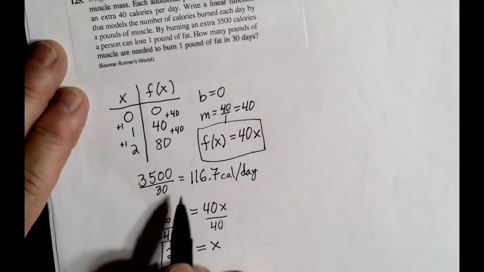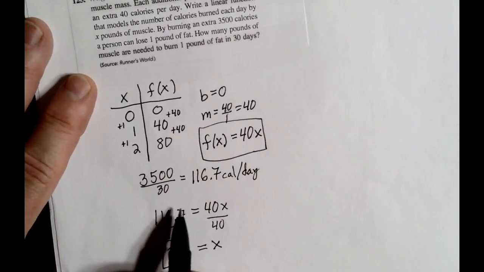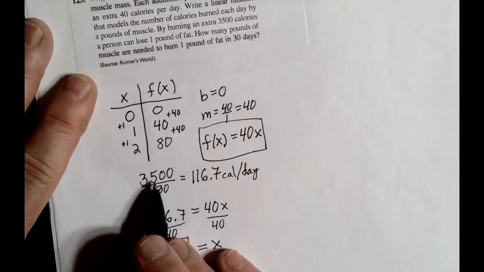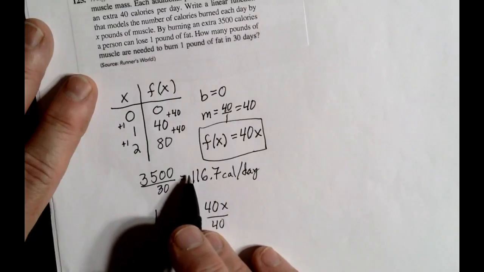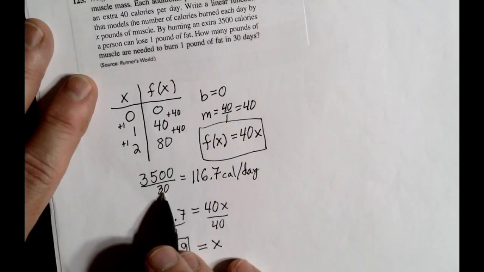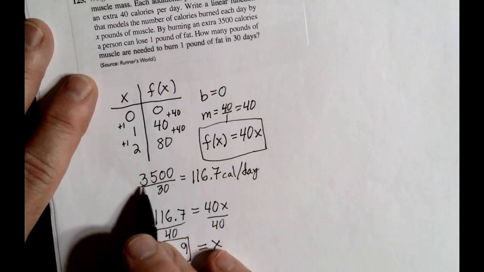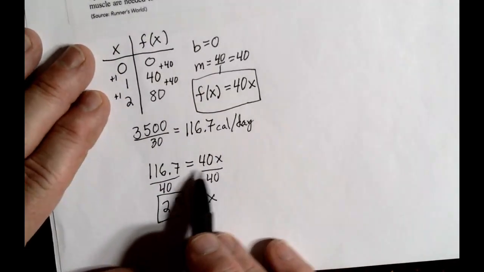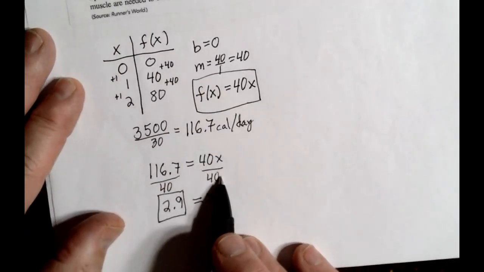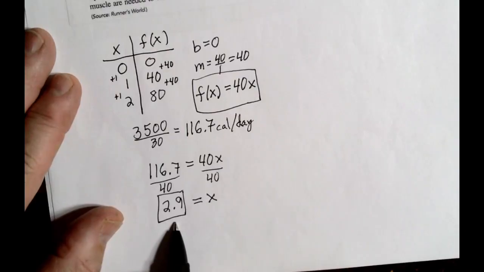And now it says, how many pounds of muscle are needed to burn 1 pound of fat? Well, you know that you need to burn 3,500 calories. They're asking you over a 30-day period to lose 1 pound. So divide the 3,500 calories by 30, and that's how many calories you need to burn in 1 day. So if you set that equal to your function, when you solve it, it's telling you that you need to have 2.9 pounds of muscle to burn 1 pound of fat in 30 days.